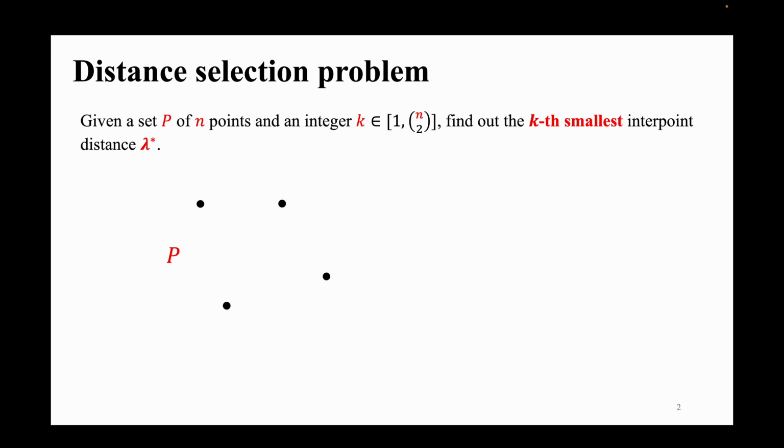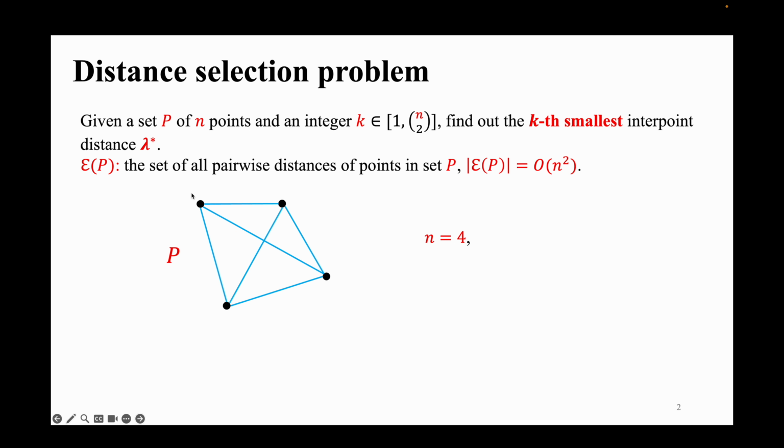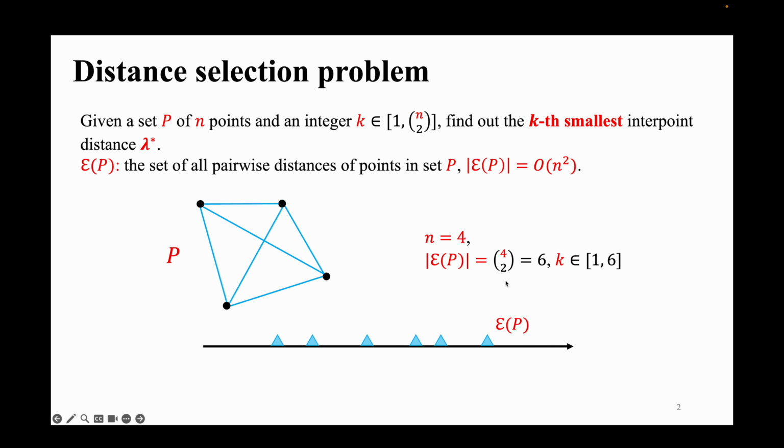Here's an example. We have 4 points, and all of the 4 points can generate 6 interpoint distances, and we use epsilon of P to denote the set of all pairwise distances. The size of epsilon P will be n squared. In this example, we have 6 interpoint distances. We can enumerate them on an axis from left to right as those little blue solid triangles, and the target is to find out the k smallest one. And the decision version of this problem is to decide whether lambda is less than or equal to lambda star for any given value lambda.